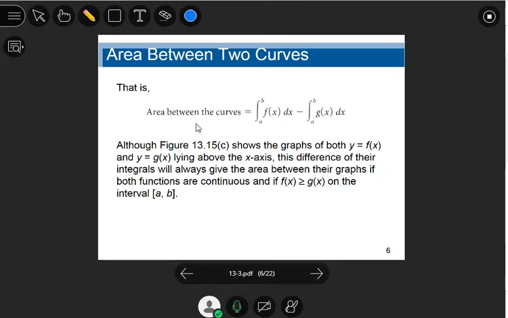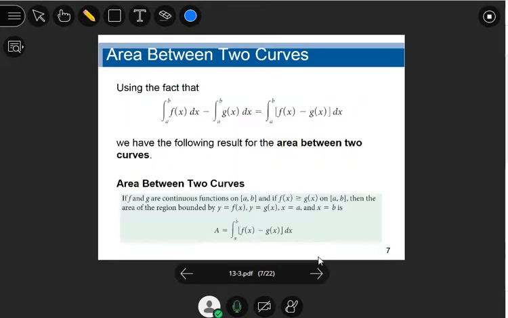We can denote the area between two curves like this. f(x) is our upper curve and g(x) is our lower curve. We can combine these integrals like this, because in definite integrals we have learned this relation. So this simple formula gives the area between two curves f(x) and g(x).